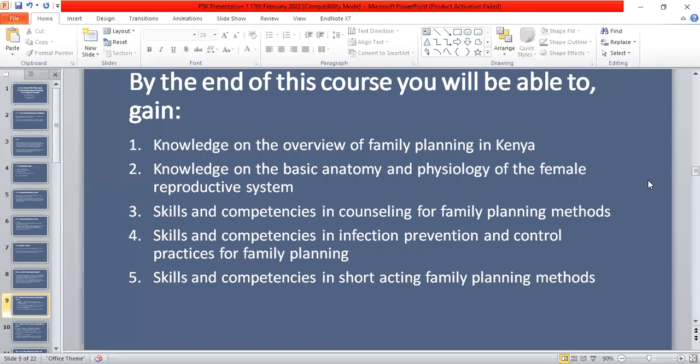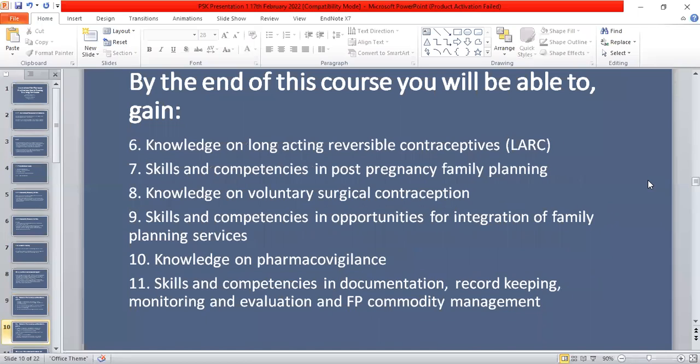Skills and competencies in infection prevention and control practices for family planning, STIs being one of the focus, as well as just the skills and competencies in IPC as regards the pharmacies providing choices such as injectable contraceptives. And then skills and competencies in short-acting family planning methods, knowledge on long-acting reversible contraceptives.